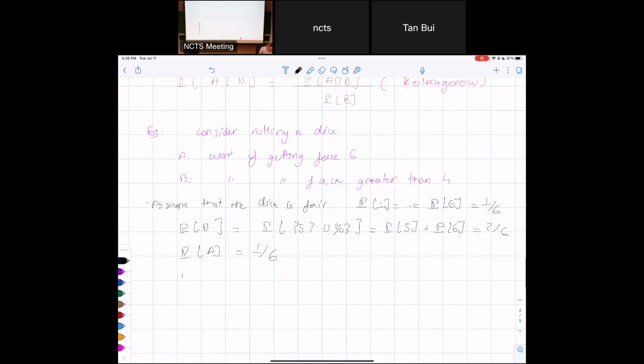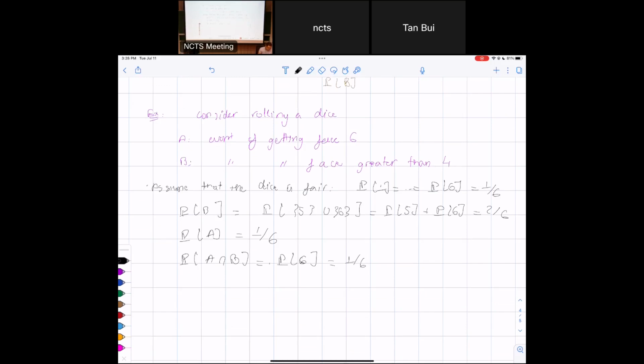And then we also know that the probability of the intersection of A and B is equal to 1/6, right? A and B union is 6. It is equal to 1/6 as well, right? Because A is a subset of B. A is a subset of B, right? A proper subset of B.